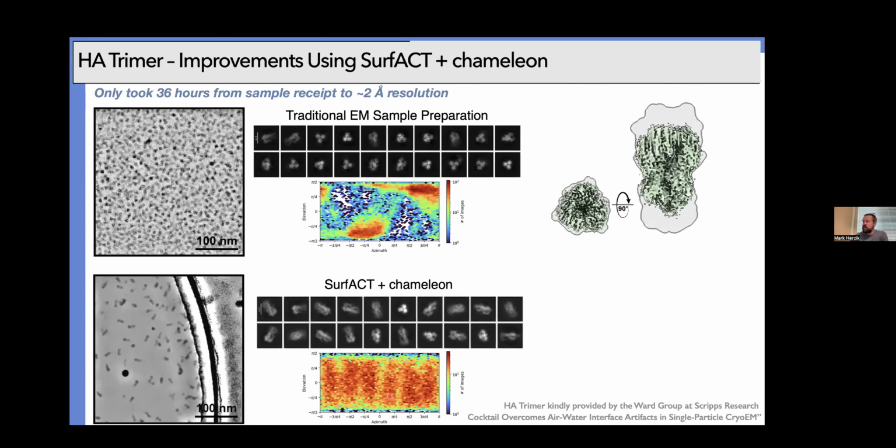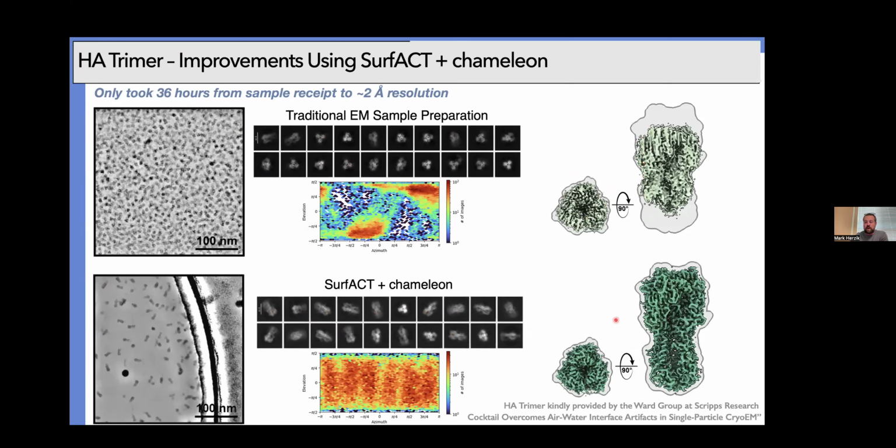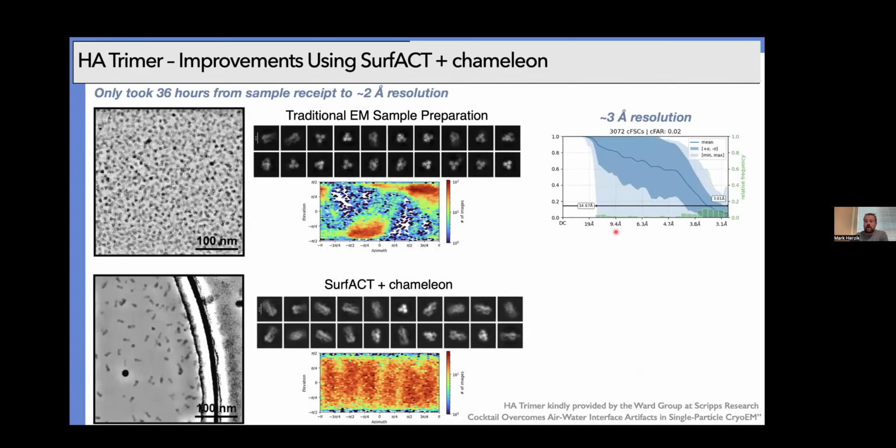If you look at the 3D reconstructions with the traditional, you see the pathological phenotype of preferred views, whereas here we can now reconstruct the entire object in its totality. Resolution wise, we were able to get a 3 angstrom resolution from these preferred views.